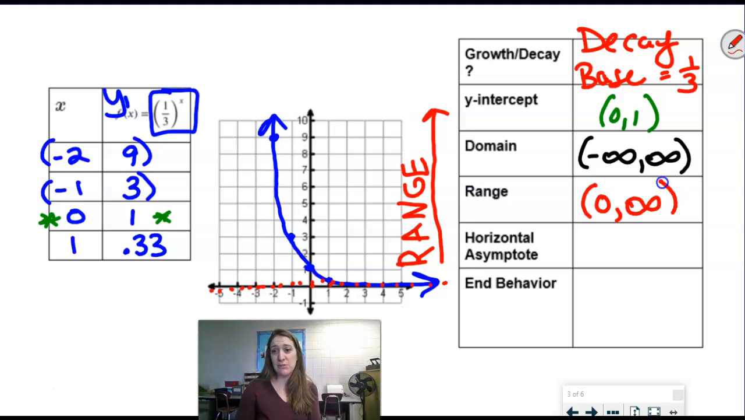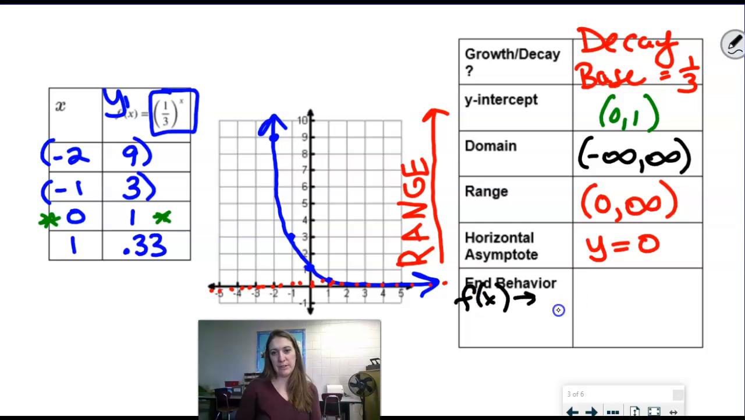0 to infinity. So the last two functions have had the exact same domain, which will always happen, and they've actually had the same range. We'll talk in a minute about whether it's always going to be that. We kind of already talked about this too. The horizontal asymptote is again at that line y equals 0. And then end behavior, everybody's favorite.